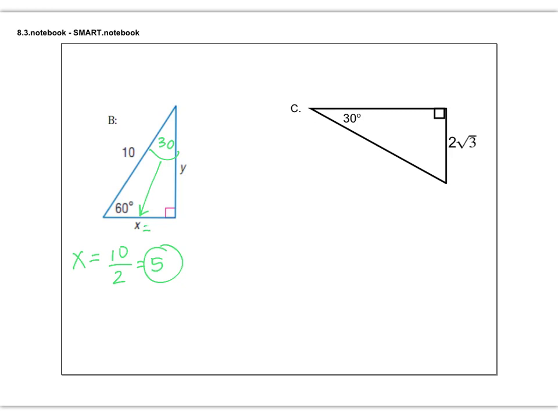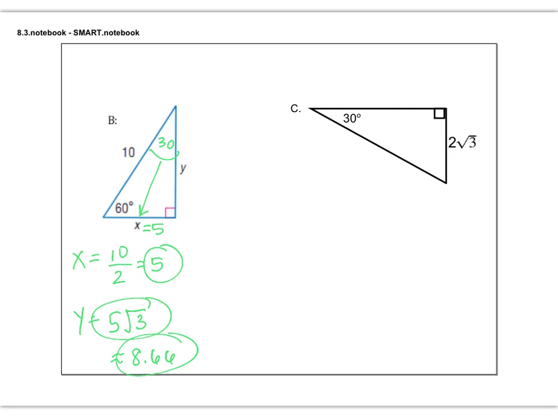Now, once we know x is 5, to get y, we just take that short leg and we multiply by root 3. 5 root 3 would be the exact answer. We can also type that into our calculator and get an approximate answer, which is 8.66 for y.